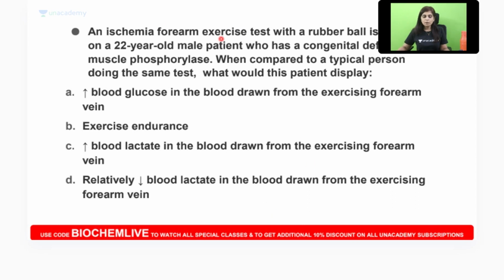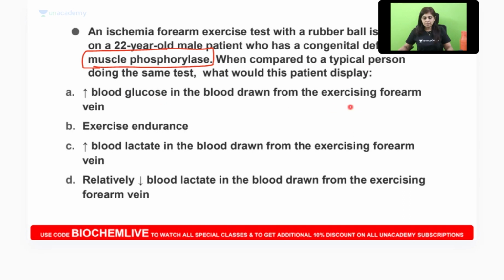An ischemic forearm exercise test with a rubber ball is performed on a 22-year-old male patient who has a congenital deficit of muscle phosphorylase. So they are not expecting you to make a diagnosis of the enzyme defect. What they have done is they have given you which enzyme is defective. They're asking you what will be the biochemical changes that are observed here. So when compared to a typical person doing the same test, what would this patient display?